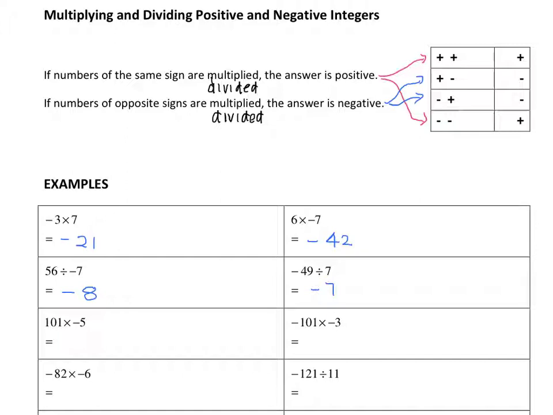101, which is positive, multiplied by -5, answer is negative. These are quite easy to do in your head, you don't really need a calculator. And the next one, -101 multiplied by -3. Well, both the numbers are negative, so that means your answer is positive. So positive 303.